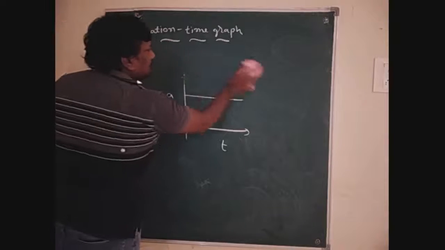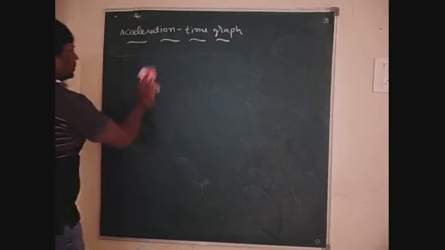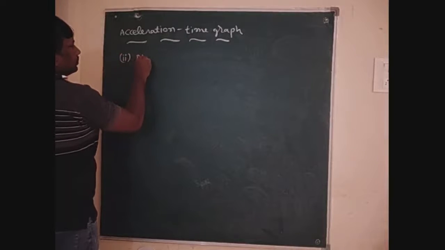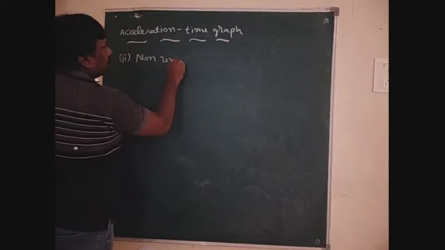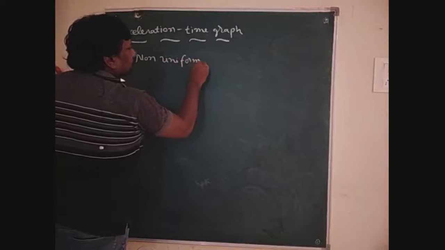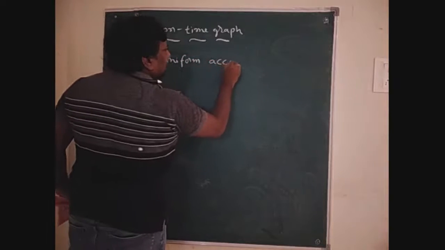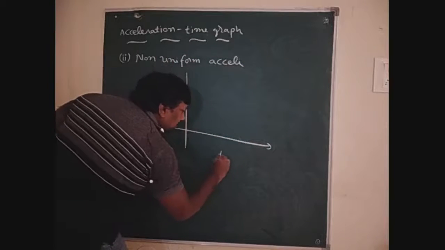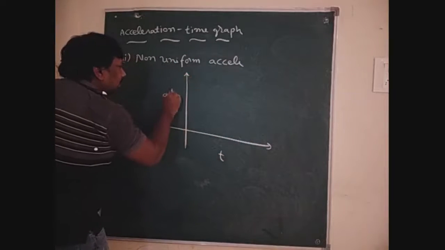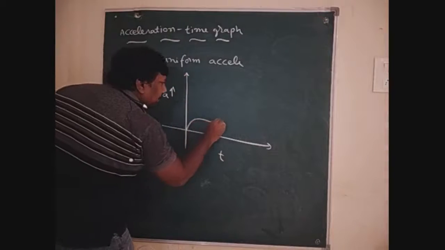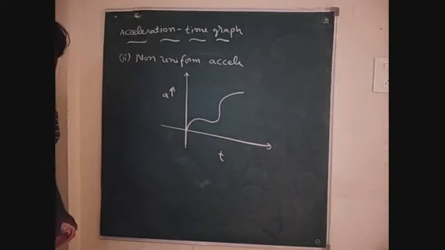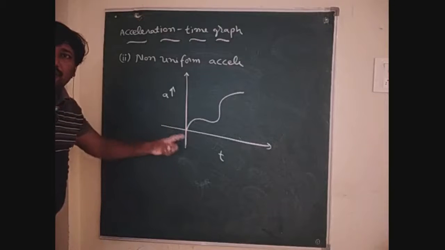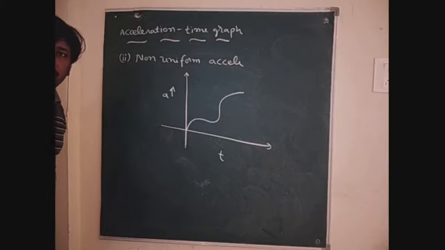Next one is non-uniform acceleration. In this situation, for non-uniform acceleration, its graph is in this way. So in the case of non-uniform acceleration, the graph shape is like this.